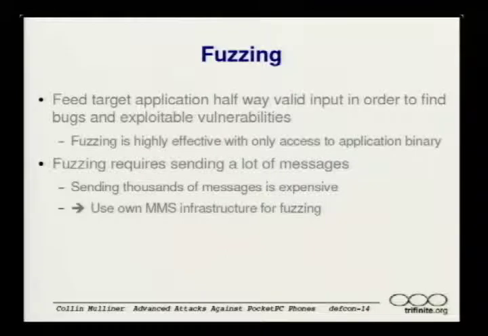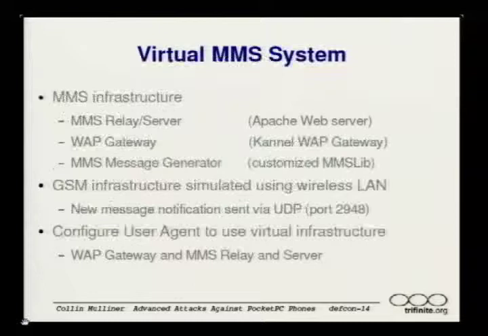The problem with MMS is that each message will cost you about 25 cents. If you want to send 5,000 messages to do some testing, you have to pay a lot of money. So we are going to build our own MMS infrastructure. Since we only need a web server and a web gateway, we can get off-the-shelf stuff from the internet, set up an Apache web server as the web gateway, and get the MMS message generator, for which we are also going to release our customized library, but it will take some time. And we do the actual simulation of the MMS infrastructure by using the UDP port.